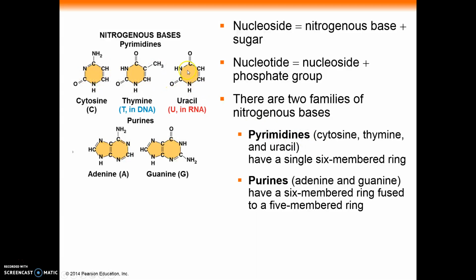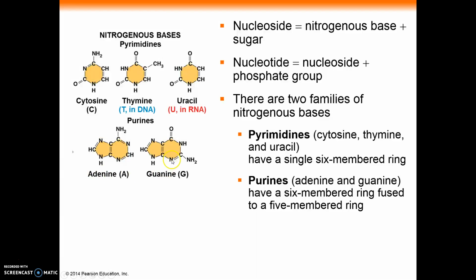You can see that these structures are related. They have a single 6-member ring. 1, 2, 3, 4, 5, 6. And you can see that these all contain nitrogen within that ring.